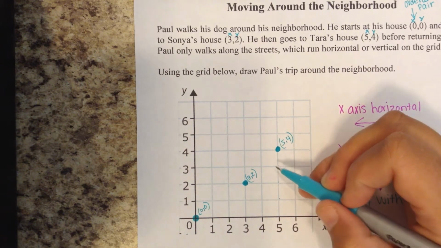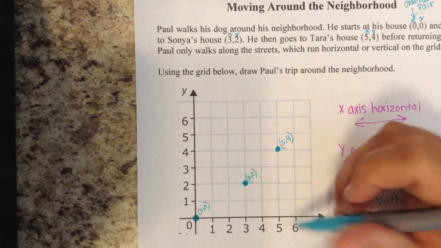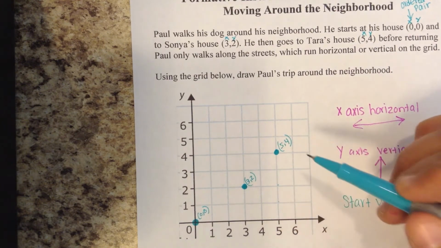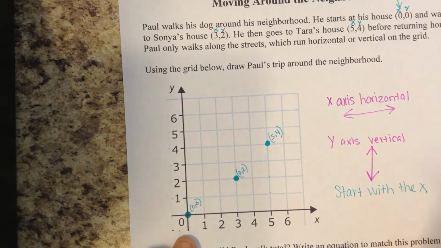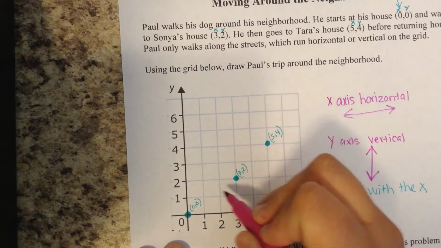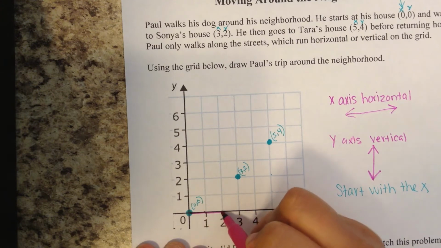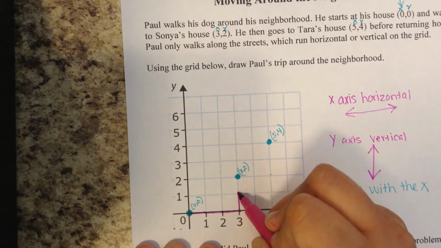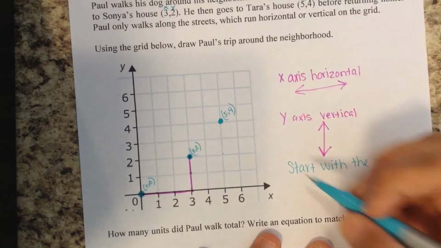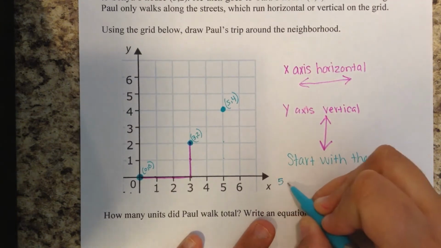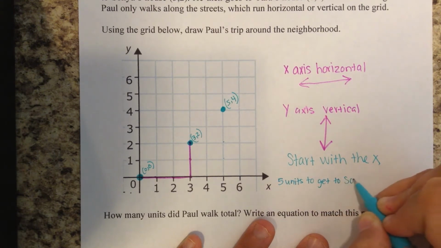Now, each one of these squares is called a unit. We have to figure out how many units is it going to take Paul to get from his house to Sonia's house and then to Tara's house. So let's start at Paul's house. We're going to go, and it doesn't matter the direction you go, it's going to take you the same way. 1, 2, 3, 4, 5. So it takes him 5 units to get to Sonia's house. I'm going to write that down. 5 units to get to Sonia's house.